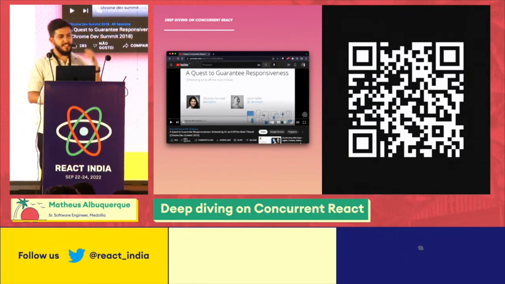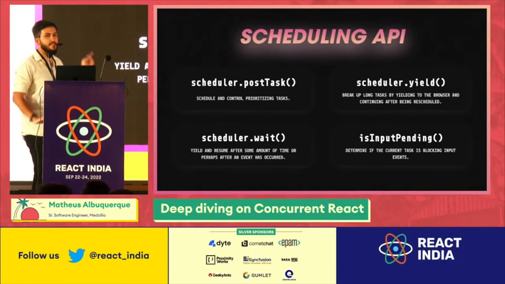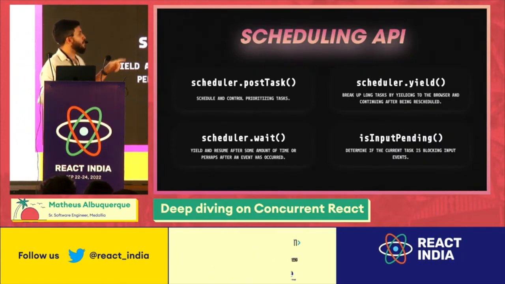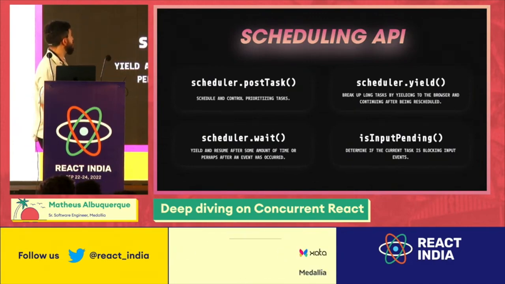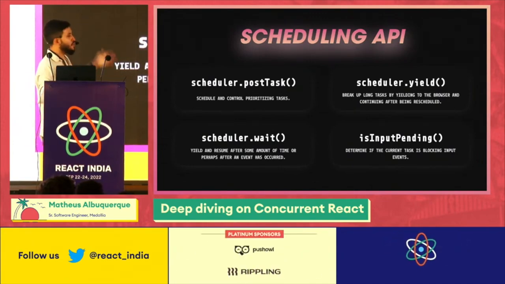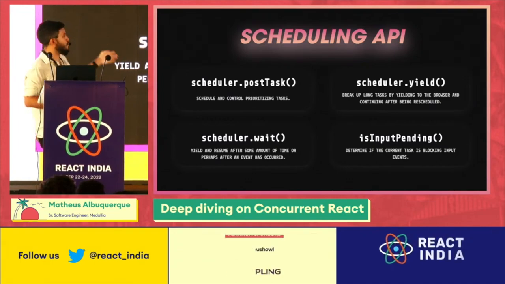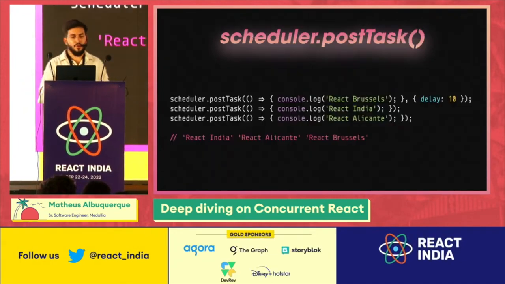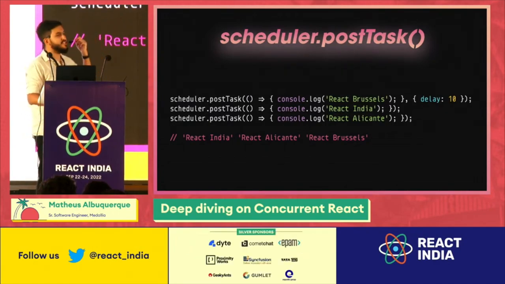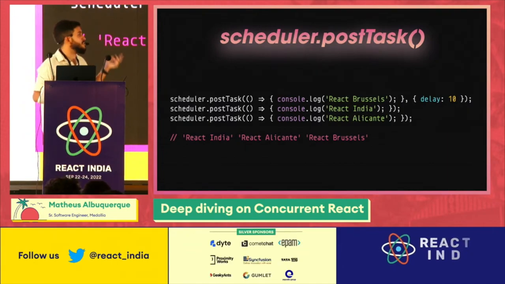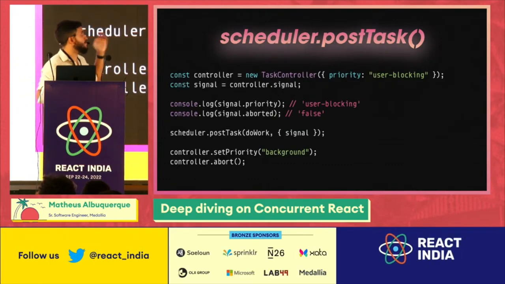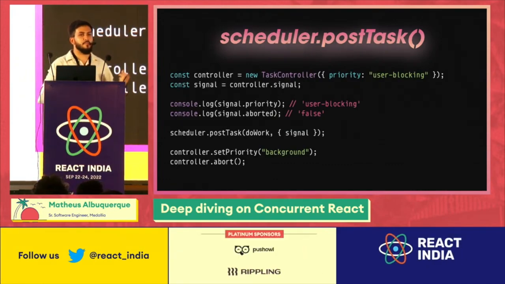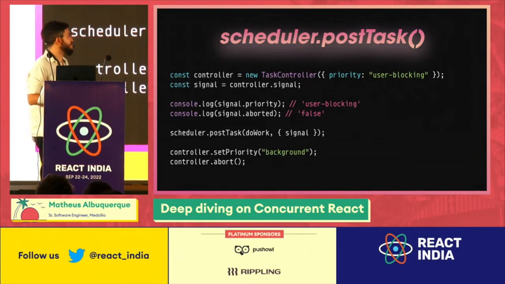And to basically summarize this API, these are my four favorite parts of the API. We have yield that, as the name suggests, allows you to yield back to the event loop. We have postTask to control and prioritize tasks. We have wait and isInputPending. Going quite briefly through them, postTask looks like this, and you can, for example, add delays and etc., and it's promise based. And you can come up with a lot of interesting scenarios where you define different priorities, like, for example, whether it can be in the background or whether it's user blocking.